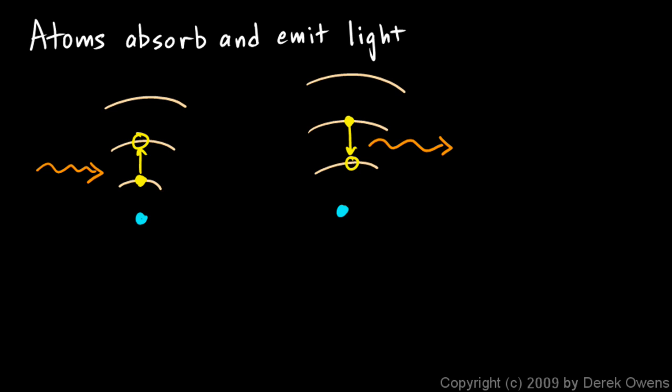And higher energy photons correspond to higher frequency light waves. Lower energy photons correspond to lower frequency light waves. And the different frequencies of light correspond to the different colors that we see. Just like different frequencies of sound correspond to different notes that we hear, different frequencies of light correspond to different colors that we see if the light is visible.